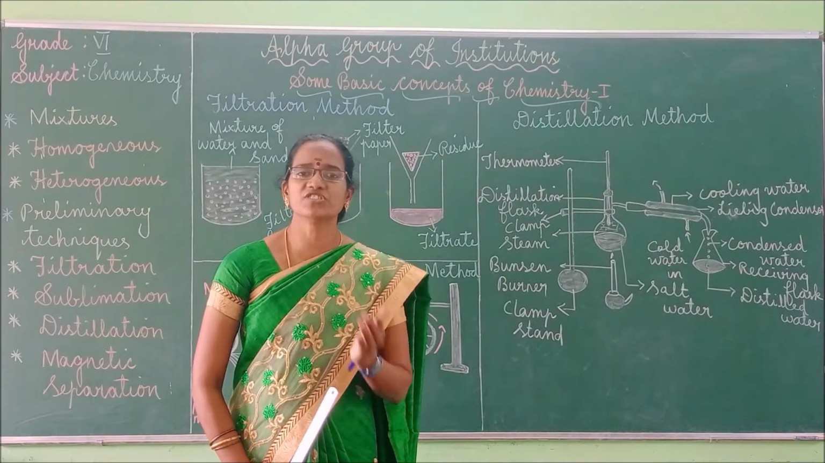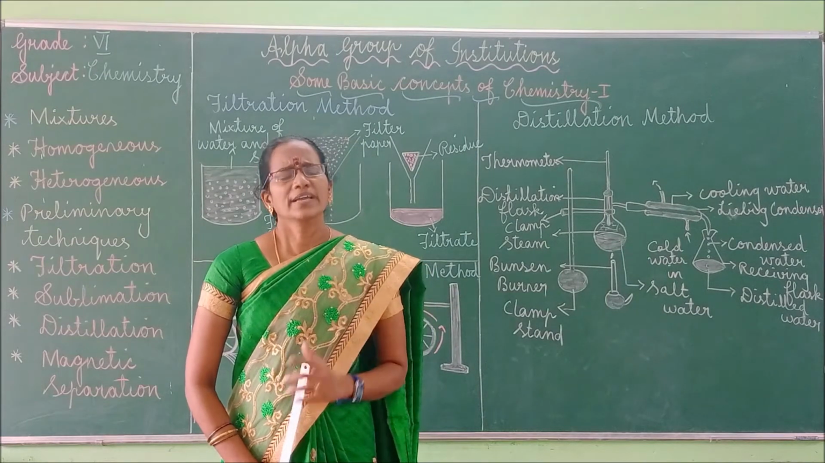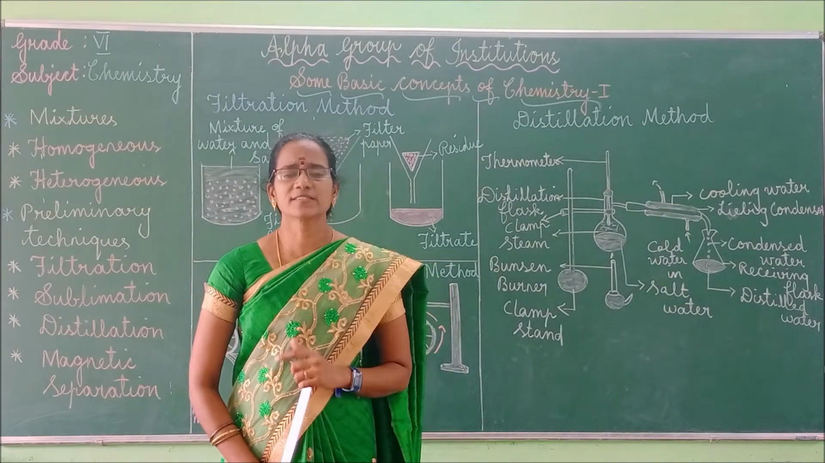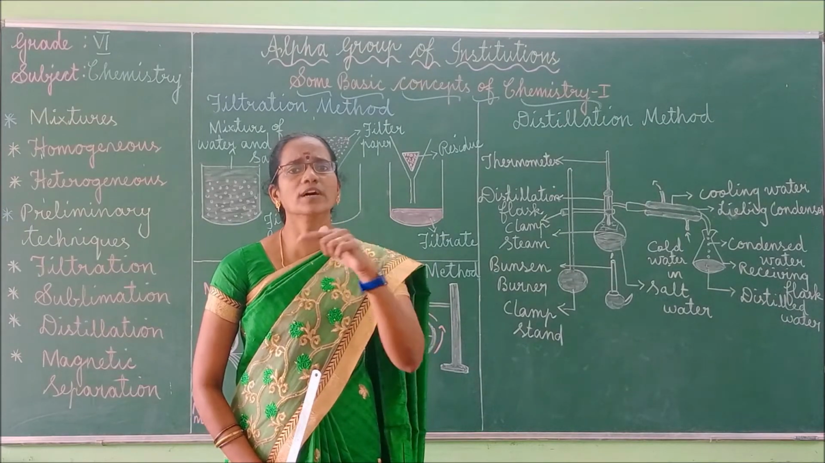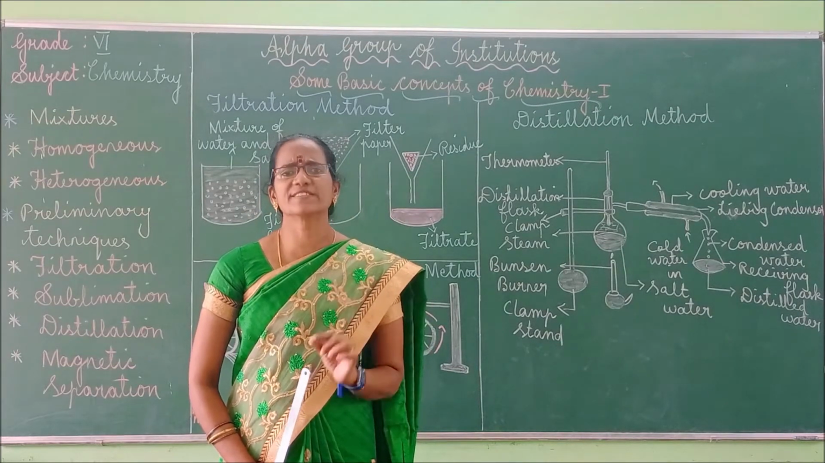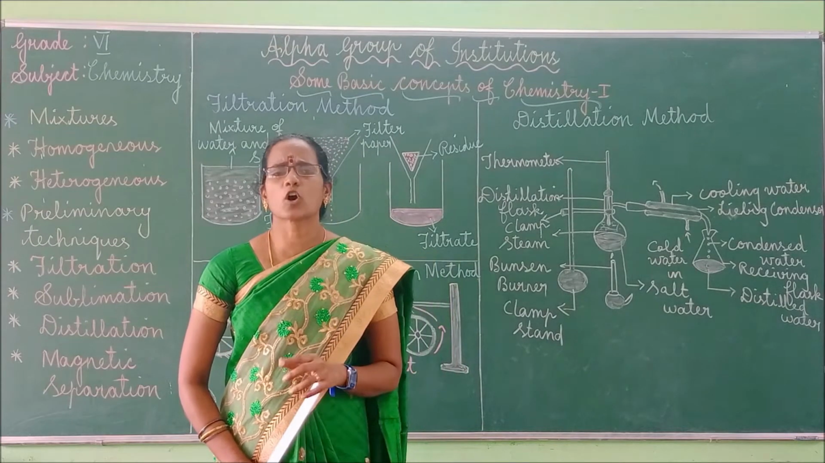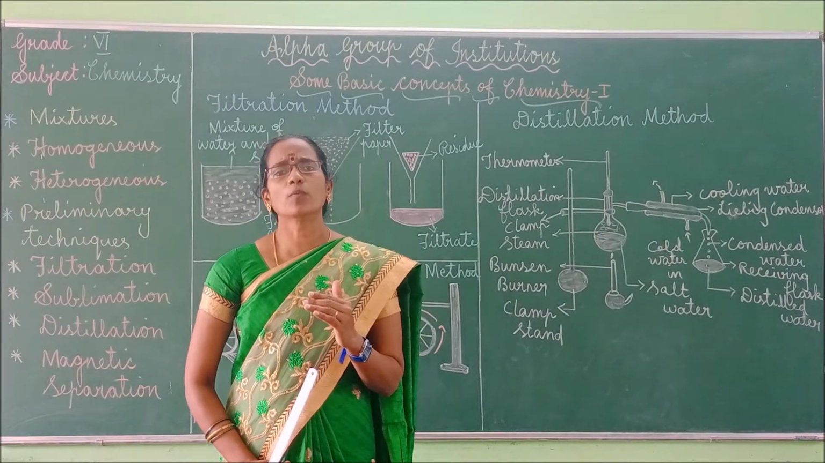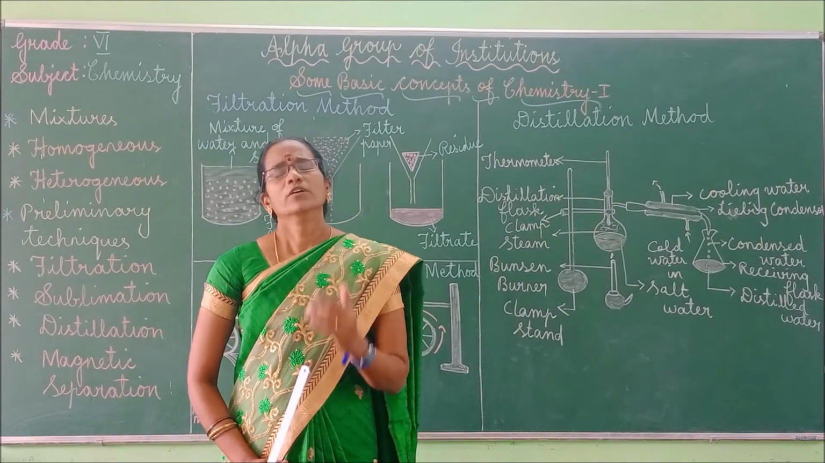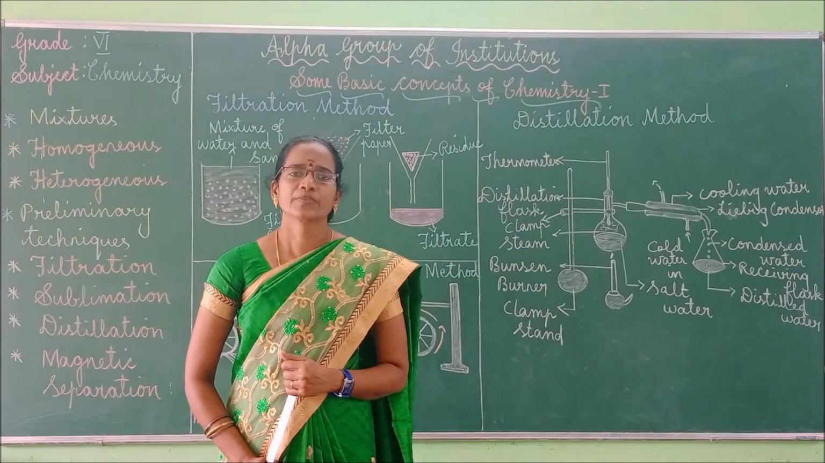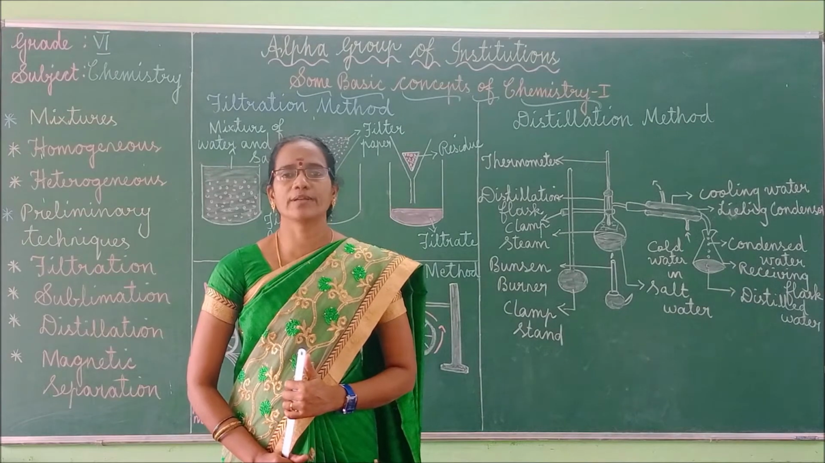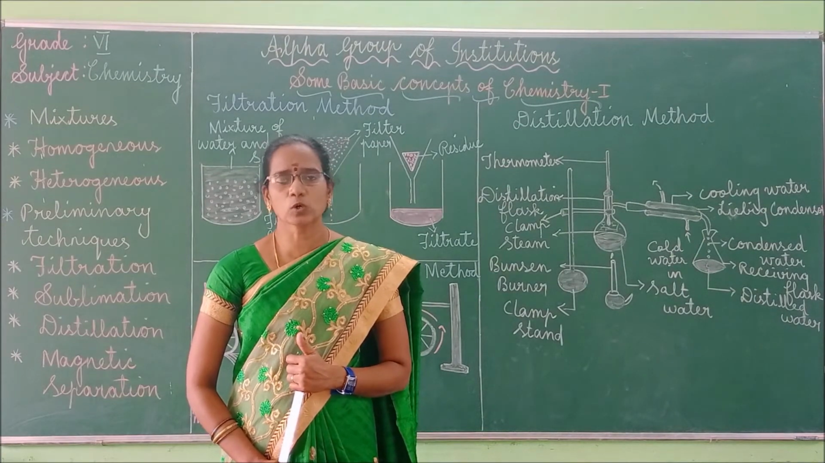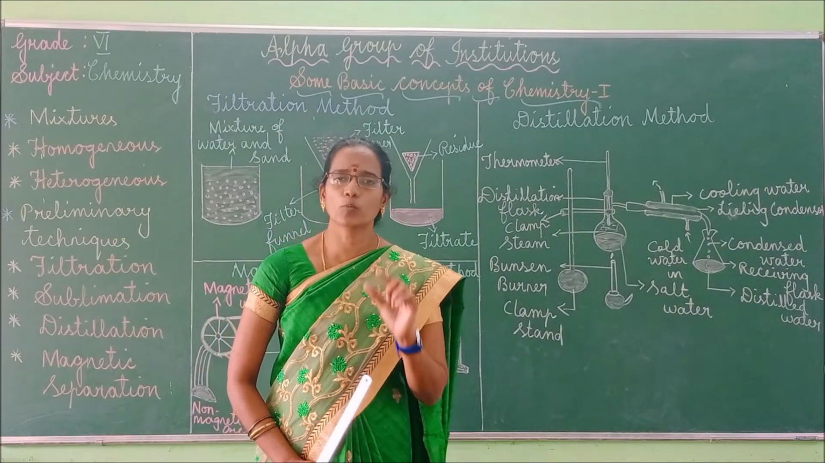What is the difference between homogeneous mixture and heterogeneous mixture? In a homogeneous mixture, all the components mix uniformly. That is, the composition is uniform throughout the mixture. So in a homogeneous mixture, we cannot see the components by our naked eye or with the help of a microscope. Why? Because all the components appear as a single phase. Examples of homogeneous mixtures are salt dissolved in water, sugar dissolved in water, methyl alcohol dissolved in water, and iodine dissolved in carbon tetrachloride. These are some of the examples of homogeneous mixture.